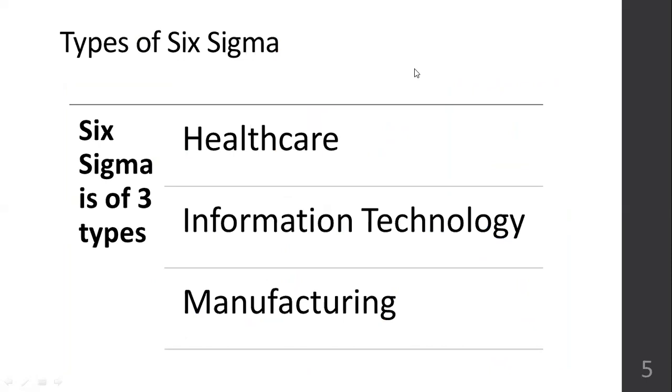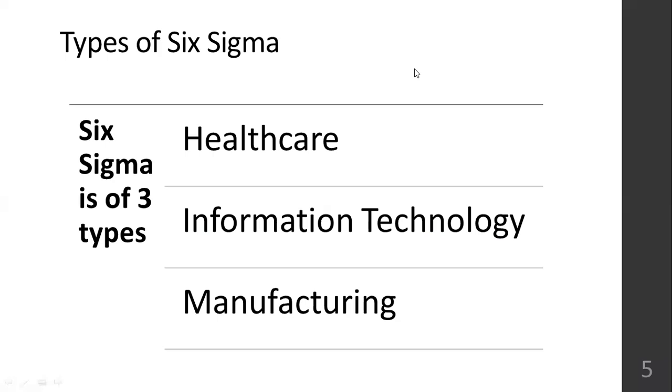So, types of Six Sigma. Six Sigma has 3 types: healthcare, information technology, and manufacturing. In healthcare, Six Sigma is used to reduce healthcare associated infections, medication errors, documentation time, and waiting time for patients. So for all these areas in healthcare, Six Sigma is used.